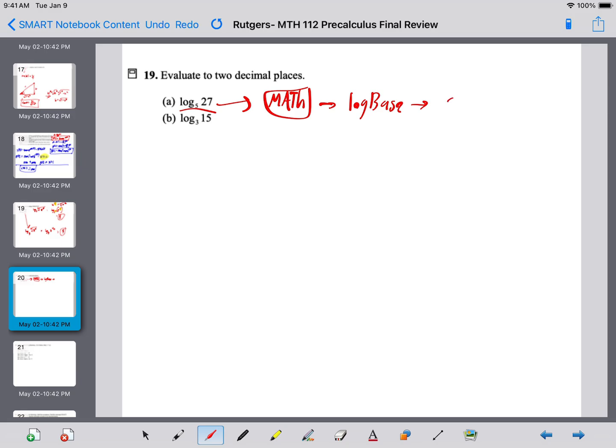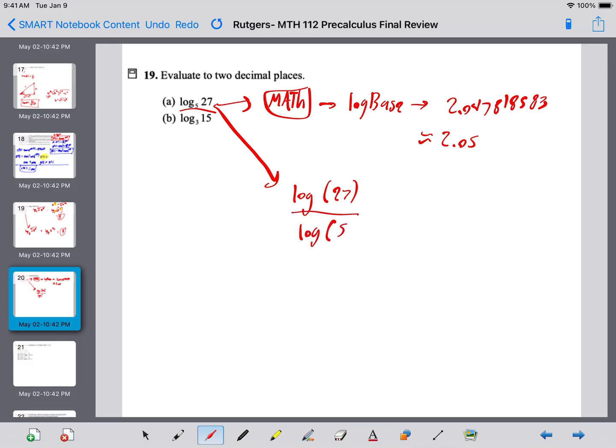And you end up getting 2.047818583, to the nearest two decimal places, 2.05. Another thing that you could have done on any calculator, even a scientific, you could have done log of your argument, so 27, divided by log of your base, 5, and you would have gotten the same answer.